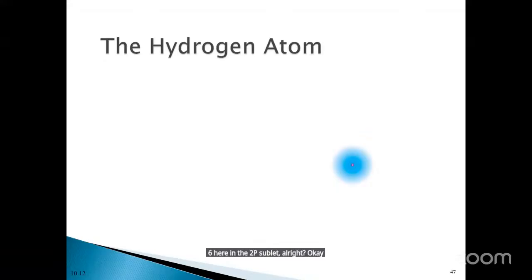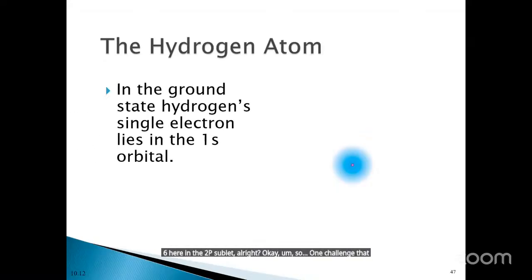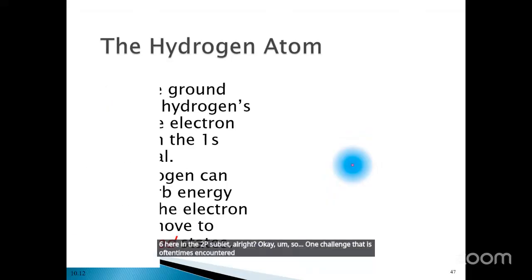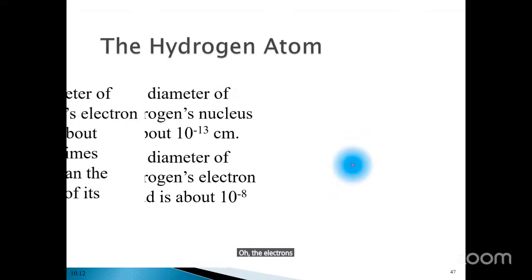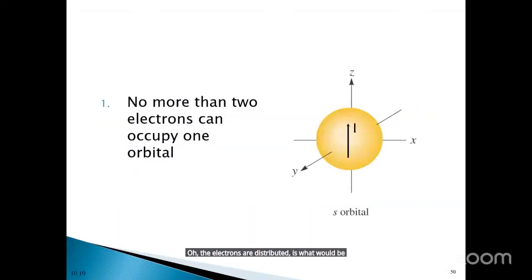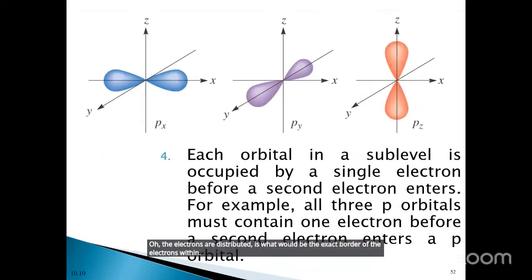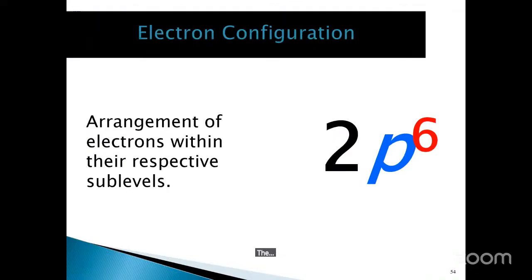Okay, so one challenge that is oftentimes encountered when we try to establish how the electrons are distributed is what would be the exact order of the electrons within the subshells.